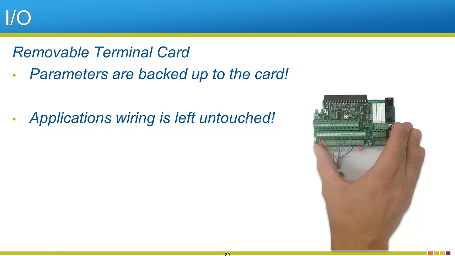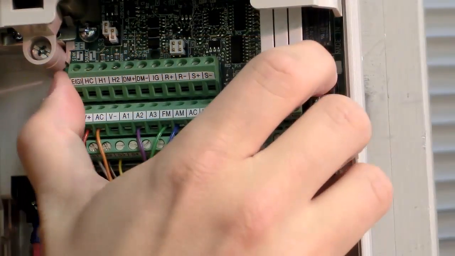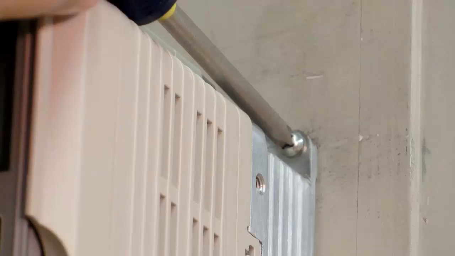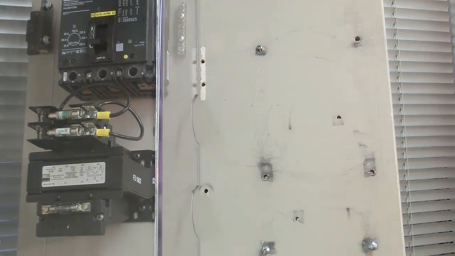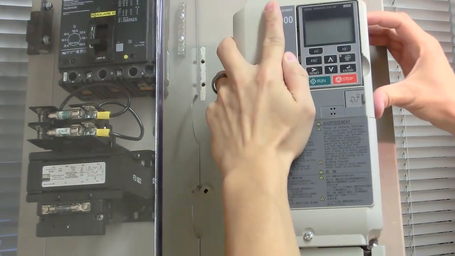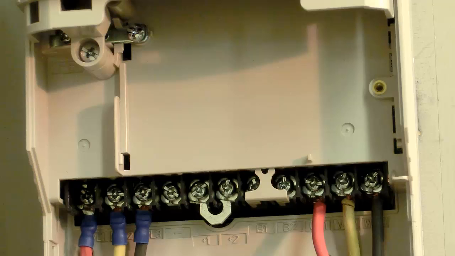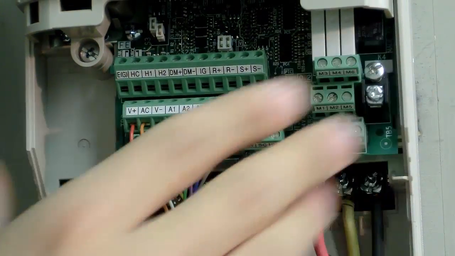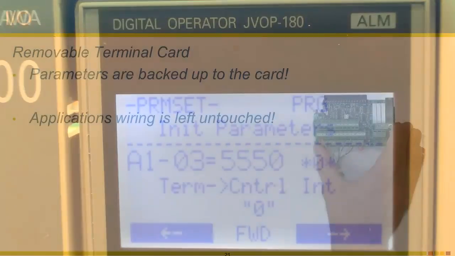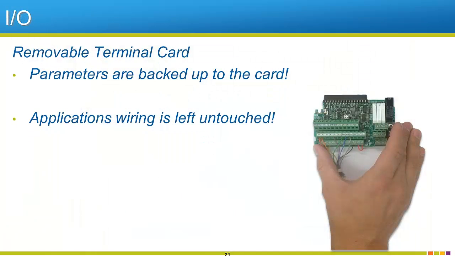For example, if a D1000 unit must be replaced, simply remove the terminal card, dismount the old D1000, and mount the new D1000. All of the application's wiring and programming is on the original terminal card. All you need to do is plug in the terminal card, load the backup, and you will be up and running.